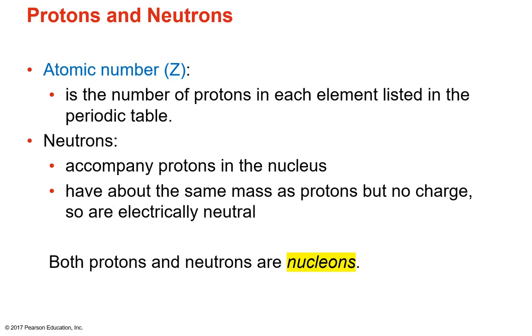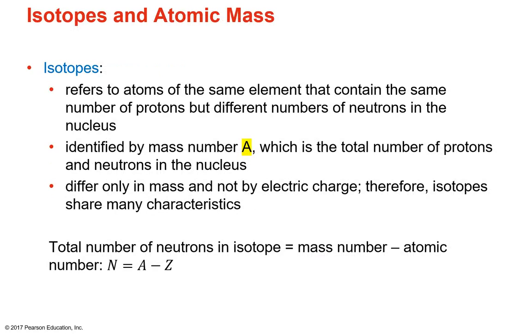Okay, so things that are in the nucleus are called nucleons. So nucleon is a generic term for things in the nucleus: protons and neutrons. It's an exclusive list, nothing else.